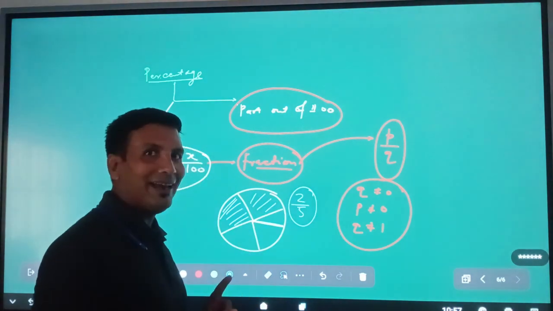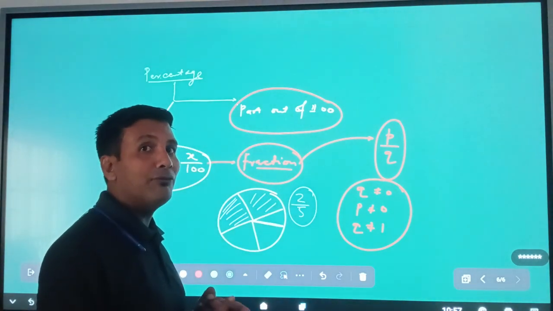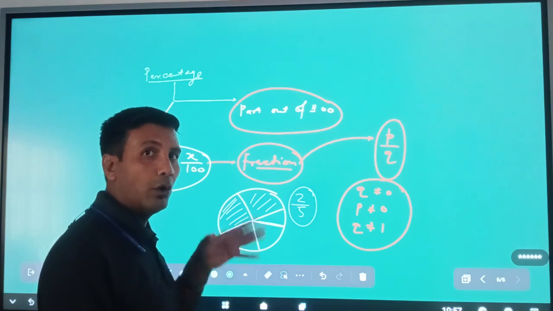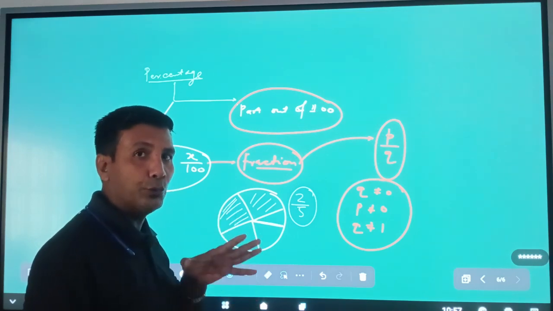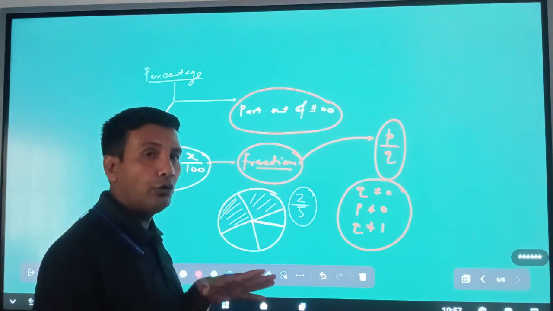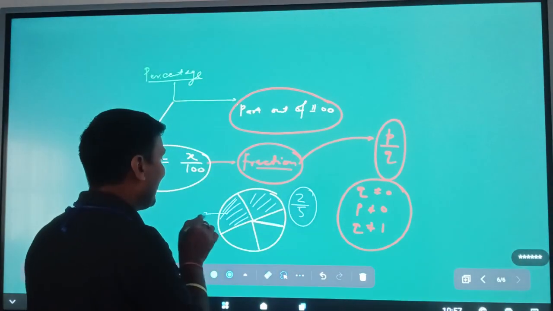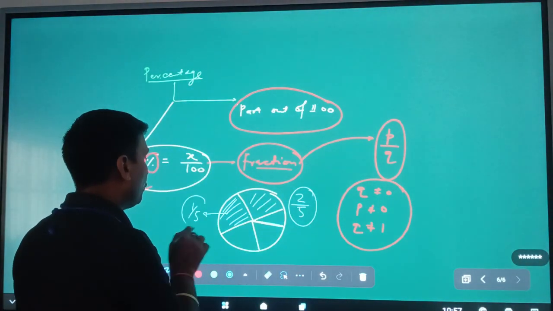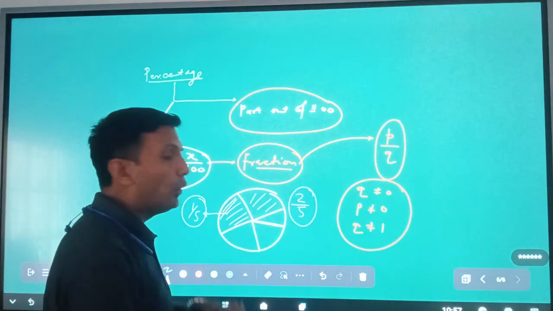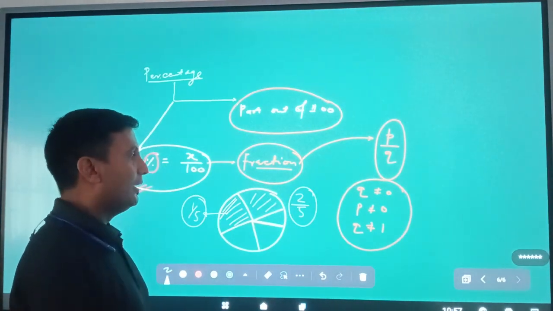So as I say, your friend wants 2 by 5 of the whole pizza. It means the whole pizza has been divided into 5 equal parts, and out of that you are giving 2 parts. One part is taken as 1 by 5, so 2 parts of that will be equal to 2 by 5 of the whole pizza.